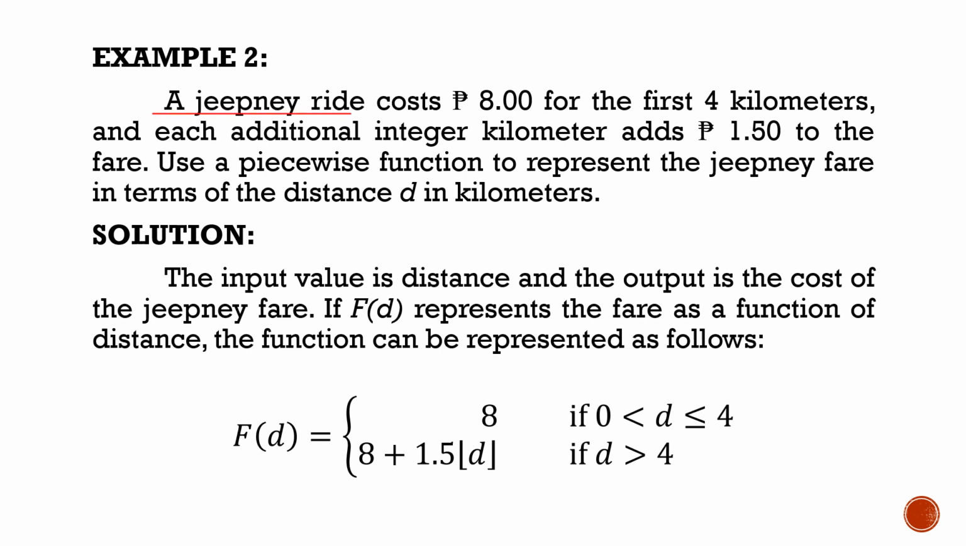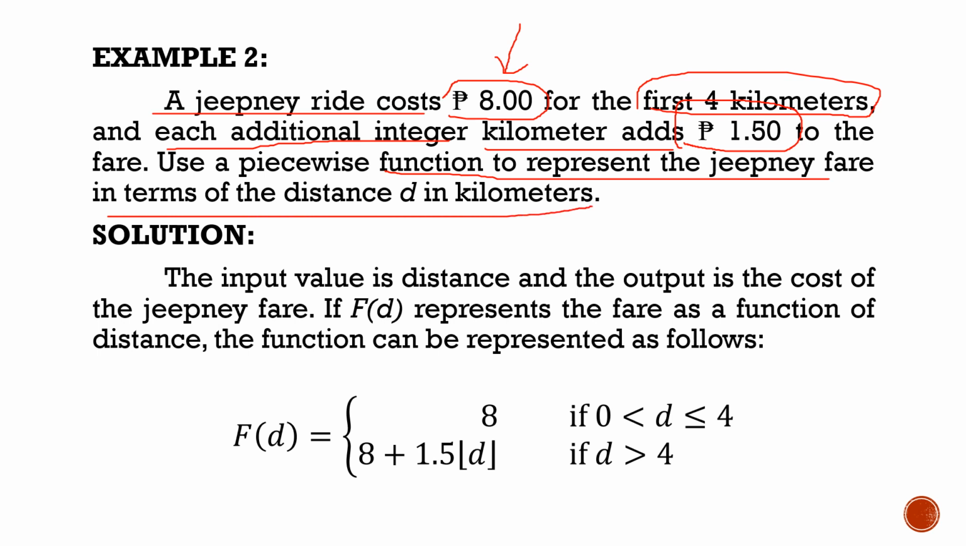A jeepney ride costs 8 pesos for the first 4 kilometers. So there's a fixed value here, which is 8 pesos only for the first 4 kilometers. And each additional integer kilometer adds 1 peso and 50 centavos to the fare. Use a piecewise function to represent the jeepney fare in terms of the distance d in kilometers.